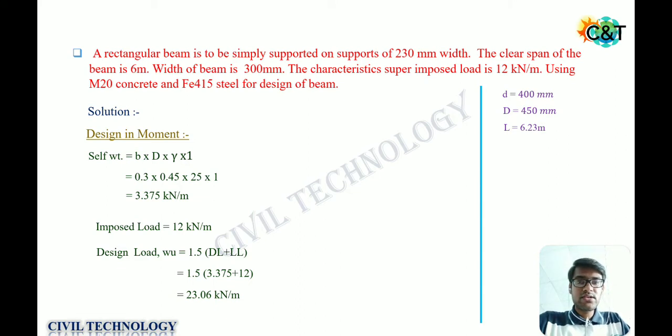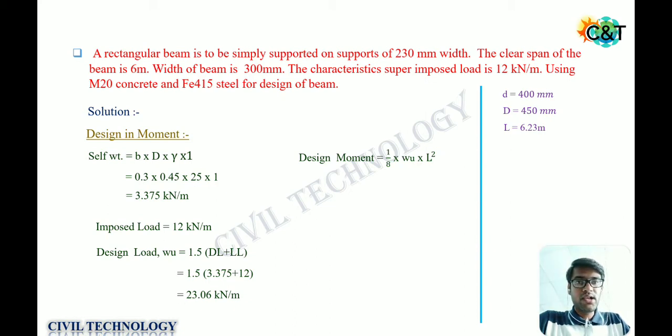Using this load we can calculate the moment. As our rectangular beam is simply supported, you may be aware that the bending moment formula for a simply supported beam is WL square by 8. That is the formula we use for the design moment, where W is our design load and L is the effective span of the beam.